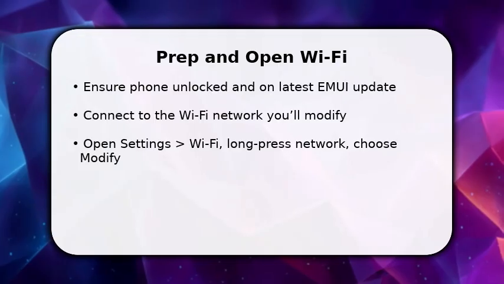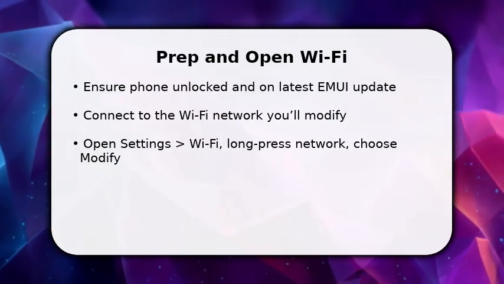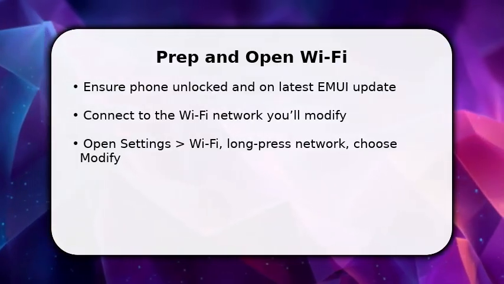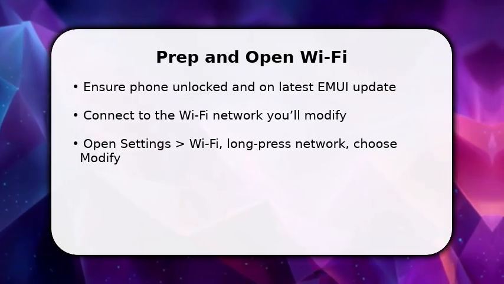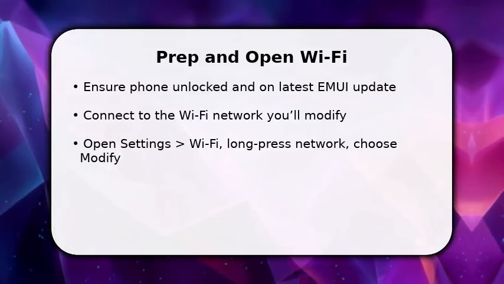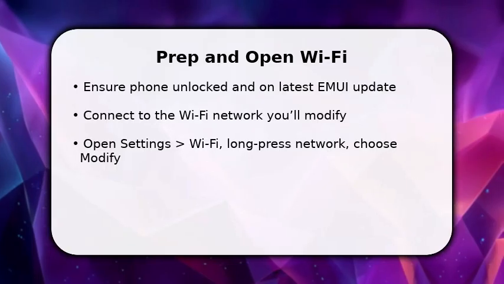You start by confirming the Honor phone is unlocked and updated so network options behave predictably. Once done, connect to the exact Wi-Fi you will change. You cannot edit a network you aren't joined to.